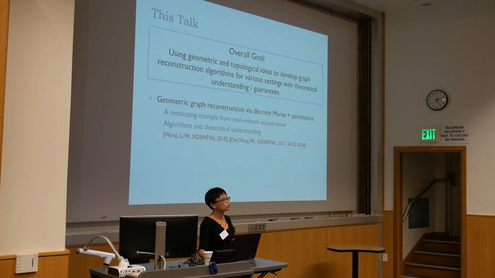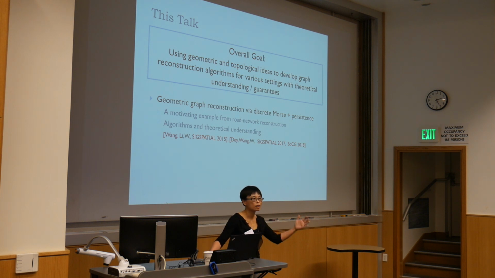And in particular, I'm going to give you a framework which is based on something called discrete Morse theory, plus persistent homology, which is one of the important development in the field of topological data analysis in the past 20 years. Okay, and I'm going to start with a motivating example of road network reconstruction, and I'll move on to the algorithm, and then also at the end give you the theoretical guarantee that we can provide for the approach.